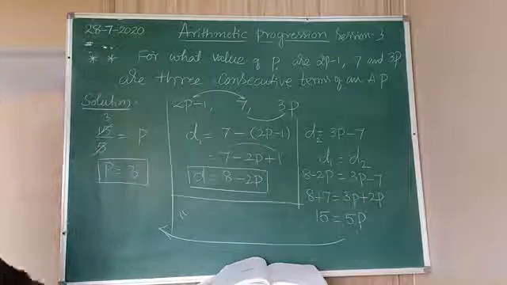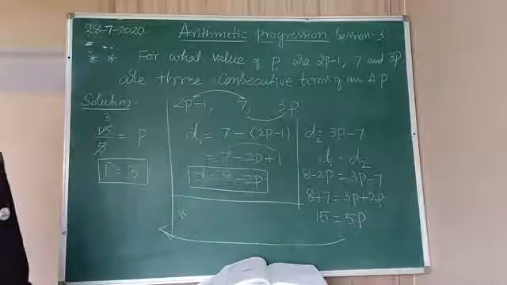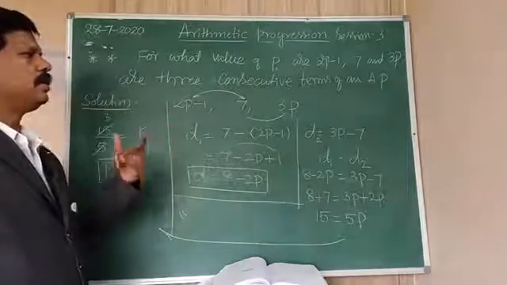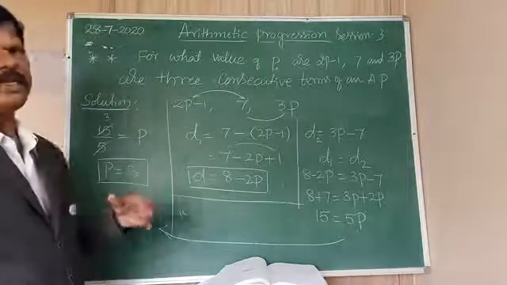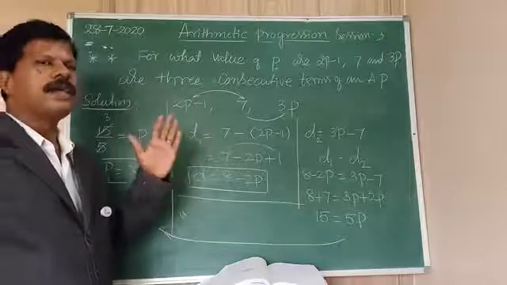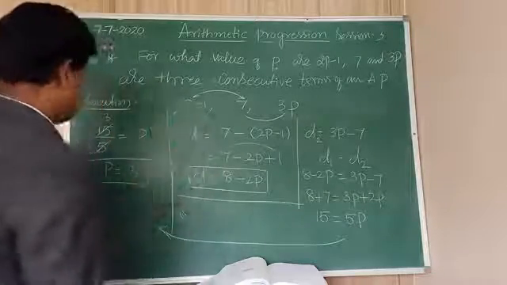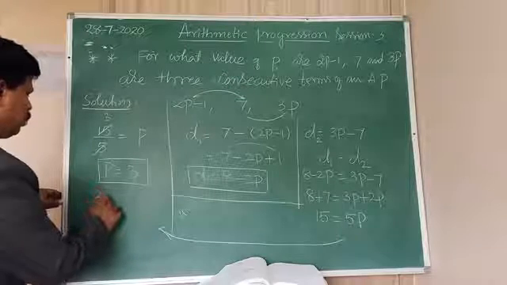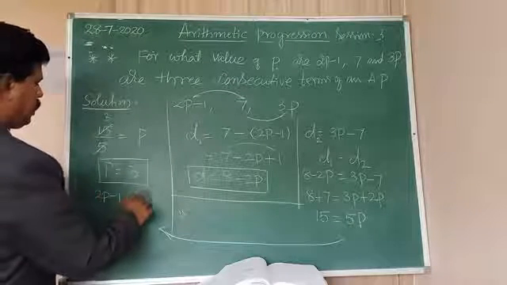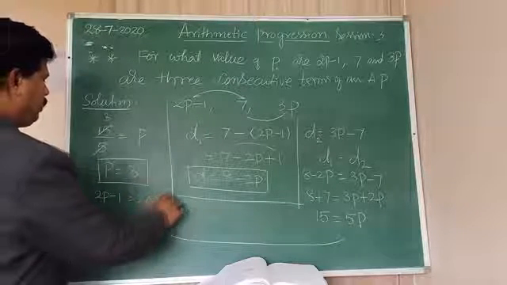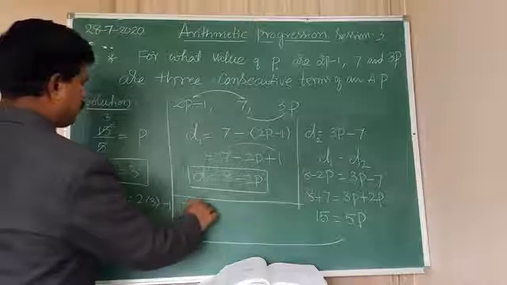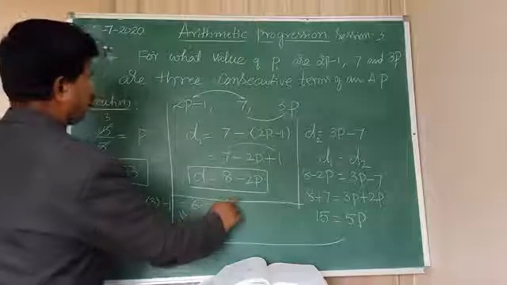So, if you put P value 3 in the given terms, then the terms you obtain are the terms of the AP. Now, check that. First term is 2P minus 1. That is 2 into 3 minus 1, 6 minus 1 is 5.